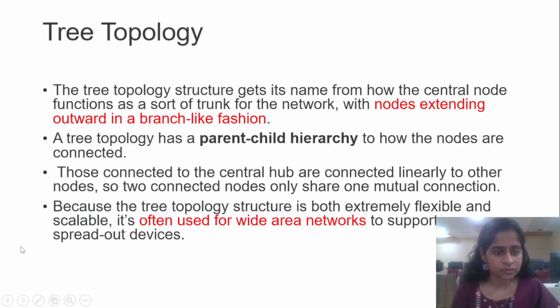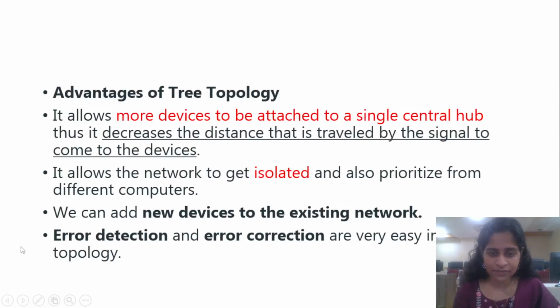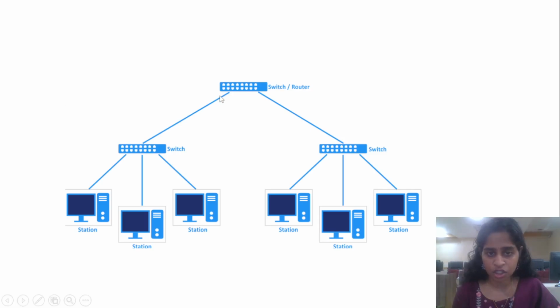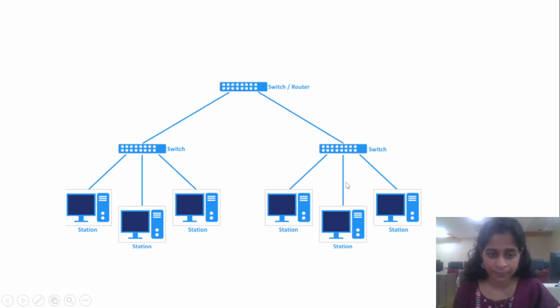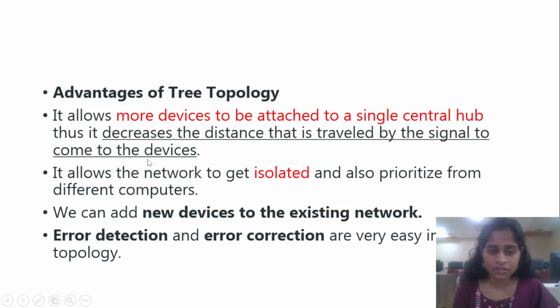One example given here is a CEO, then the departments, and each department has different members. Those connected to the central hub are connected linearly to other nodes, so two connected nodes share only one mutual connection. Here we can see many stations all having a mutual connection to only one particular central switch.